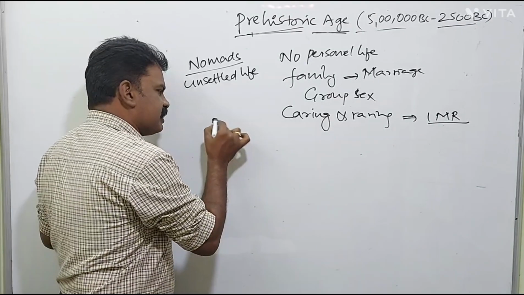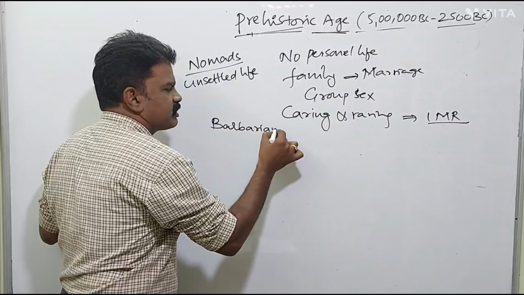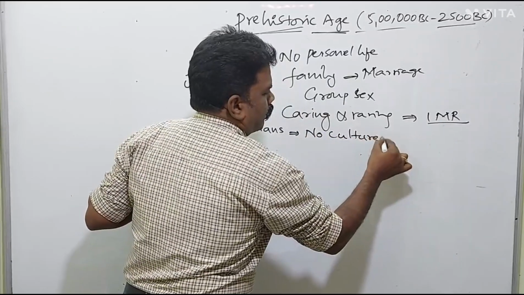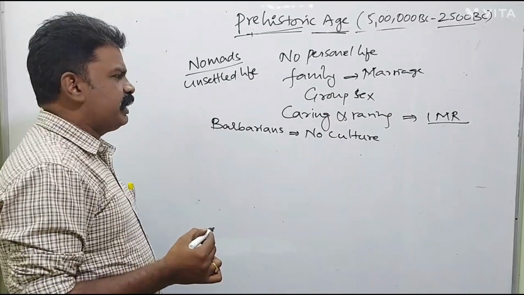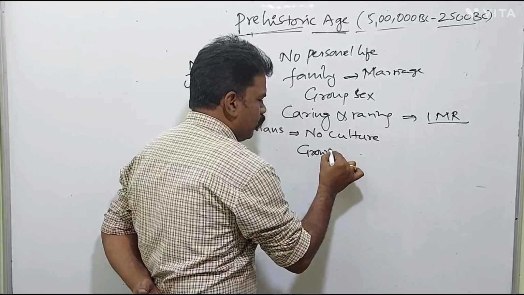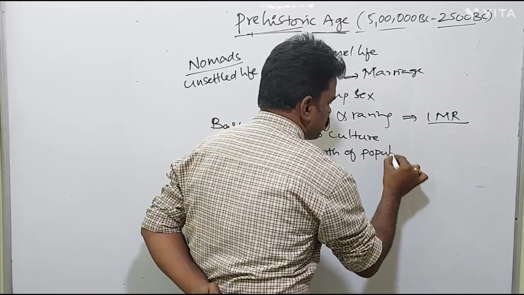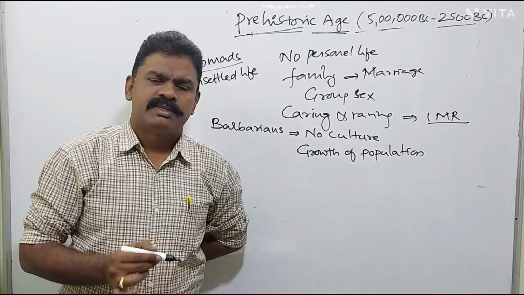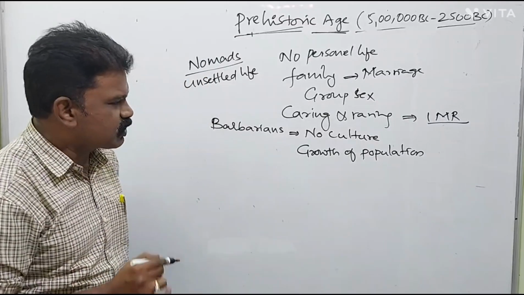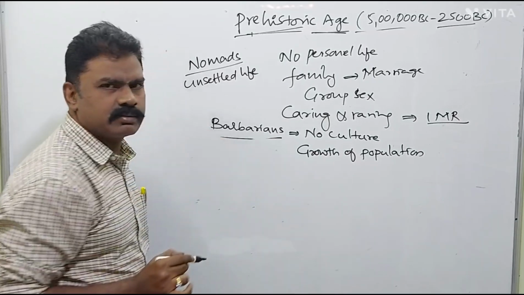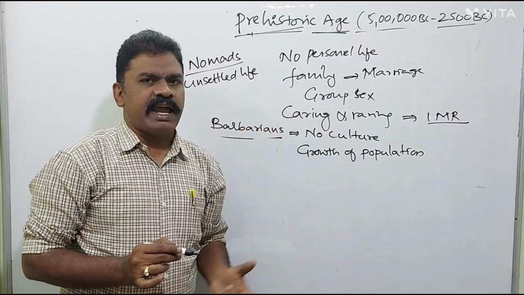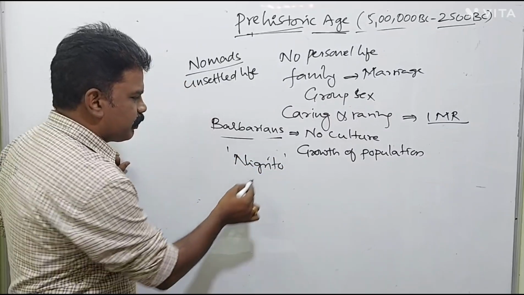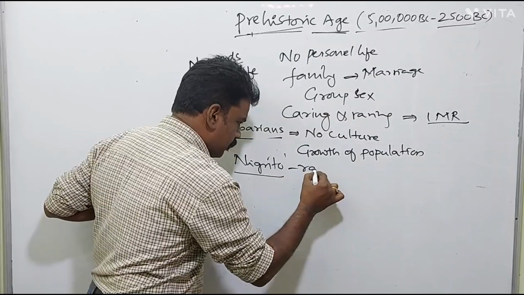Along with this, they were barbarians. No culture existed in that period. So that's why the growth of population was very low in this period. Because people would die, children would die. That's why the growth of population was very, very low. They were barbarians. These are the characteristics of that humankind. This humankind belongs to the Negrito type. The race of these people was the Negrito race.